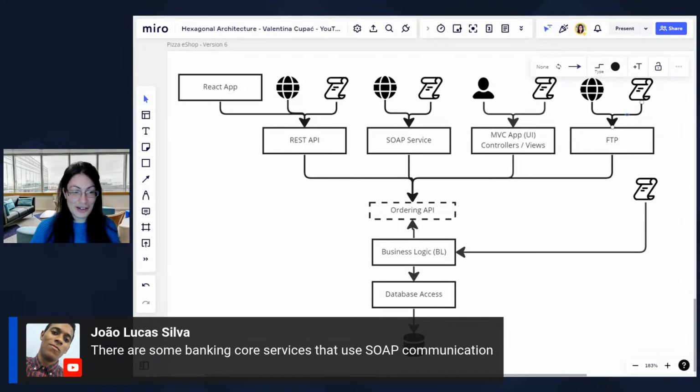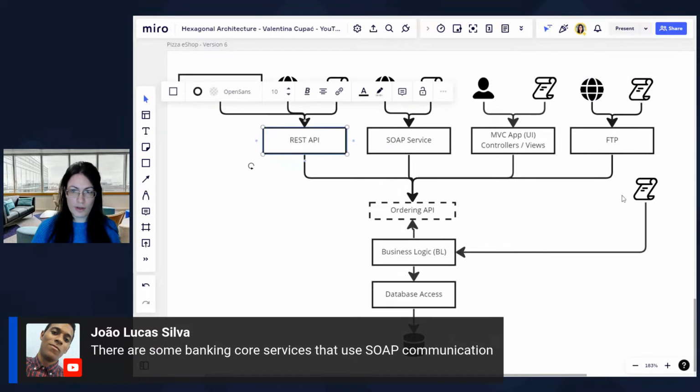I like this. There are some banking core services that use SOAP communication. That is exactly correct. So SOAP is still used, and this is yet another argument why we need to have this kind of modularity in our architecture, that we are not coupled to either REST or SOAP. Maybe we could even have GraphQL or anything else.